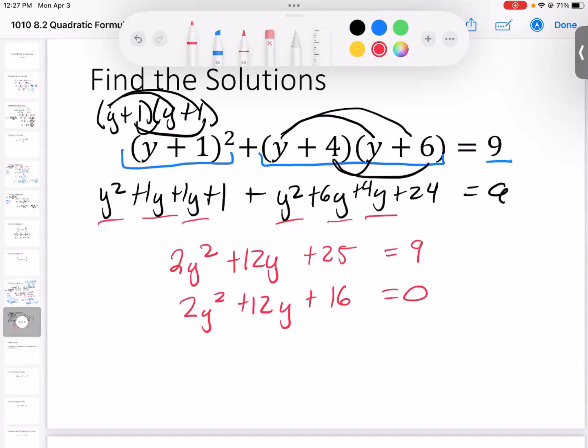Also, just like when we multiplied with the fractions, if you wanted to at this step, if you notice that they're all even numbers, you could divide the entire thing by 2, which would make your numbers a little smaller. So you could make this y squared plus 6y plus 8 equals 0. But it would give you the same answer either way. You'd just be dealing with smaller numbers. So that's always a possibility.